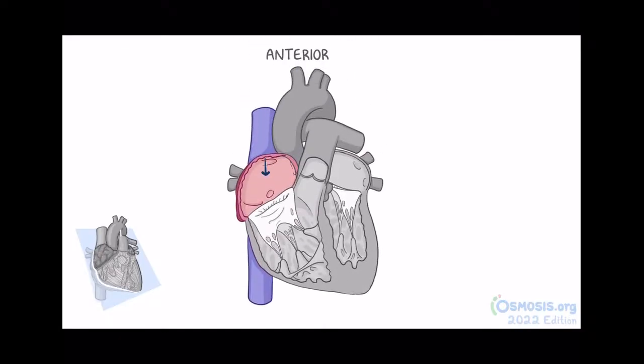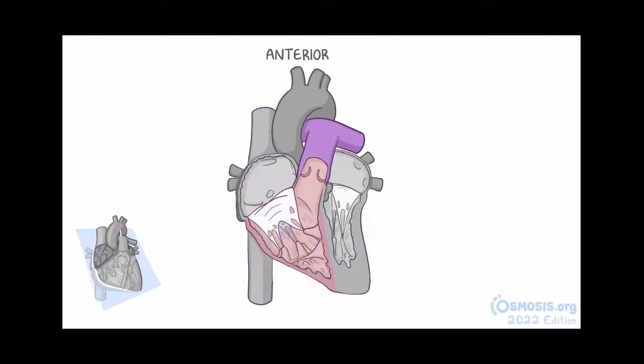Now, poorly oxygenated blood from our bodies and other tissues enters the right atrium through the superior vena cava and inferior vena cava. From there, blood passes into the right ventricle, which pumps into the pulmonary trunk on a voyage towards the lungs and is considered part of the pulmonary circulation.